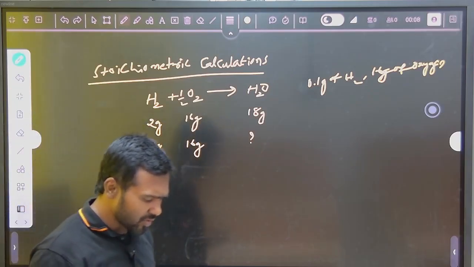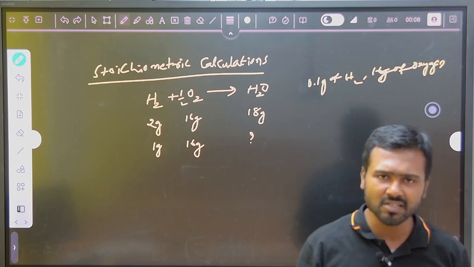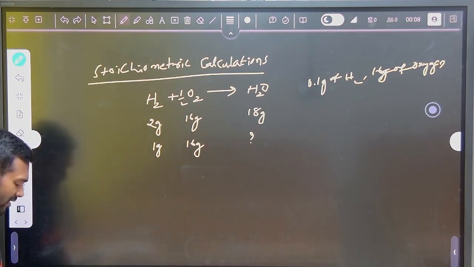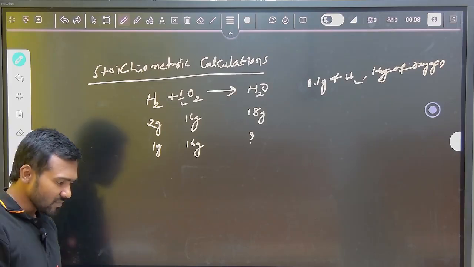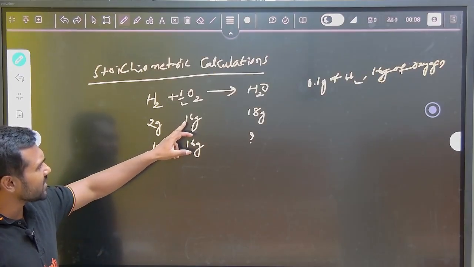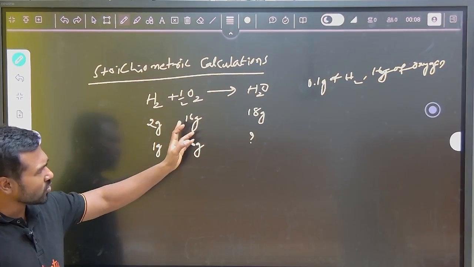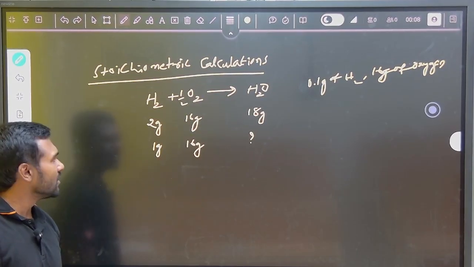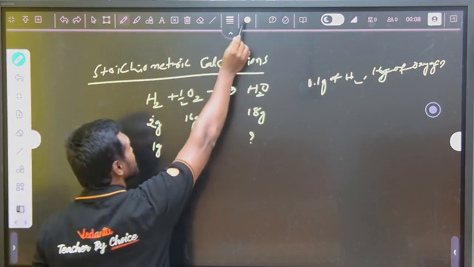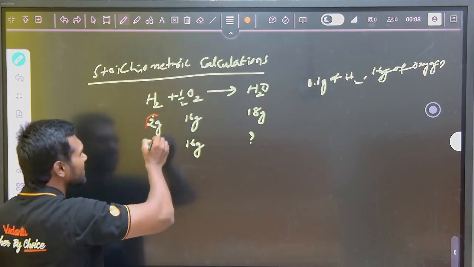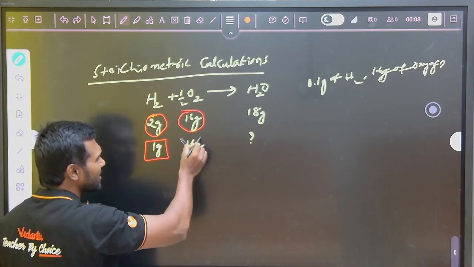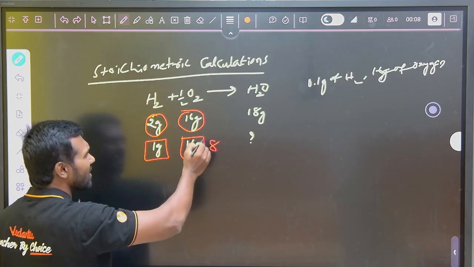So 1 gram of hydrogen is reacting with 16 grams of oxygen. Then how many grams of water is formed? You can see here, in this one, 2 grams of H2 is reacting with 16 grams of O2 and forming 18 grams of H2O. Then obviously, if it is 2 grams, then it is reacting with 16 grams. If it is 1 gram, obviously it will react with only 8 grams, not the 16 grams.